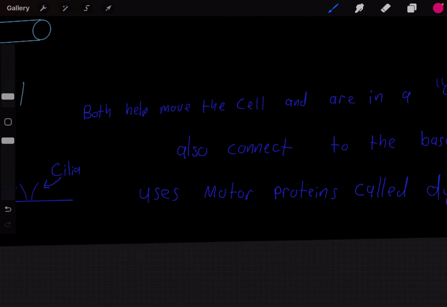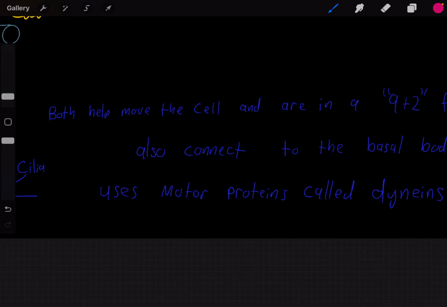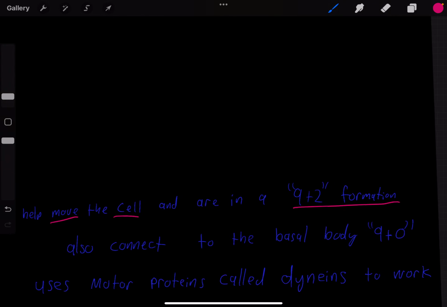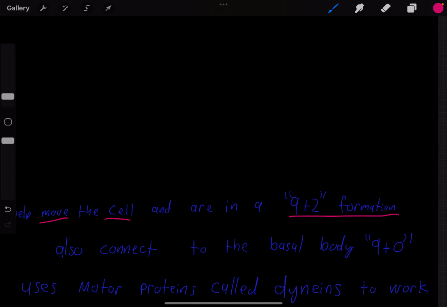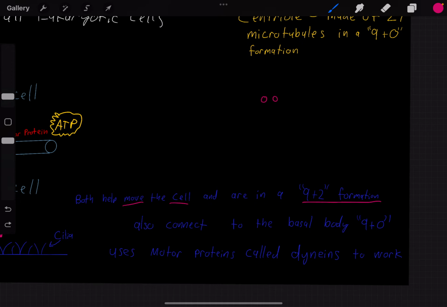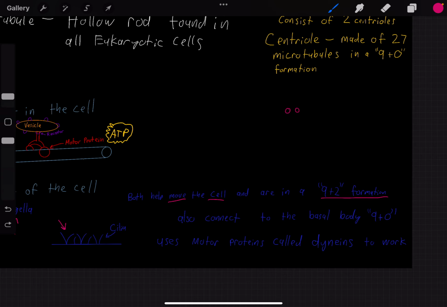So here I made a list of what they do. They both help move the cell and are in a 9-2 formation. What that means is basically, 9-2 formation just means they have two microtubules in the middle. So that's where we get the two from, the two microtubules in the middle. And then we have nine sets. We have nine sets of two microtubules.